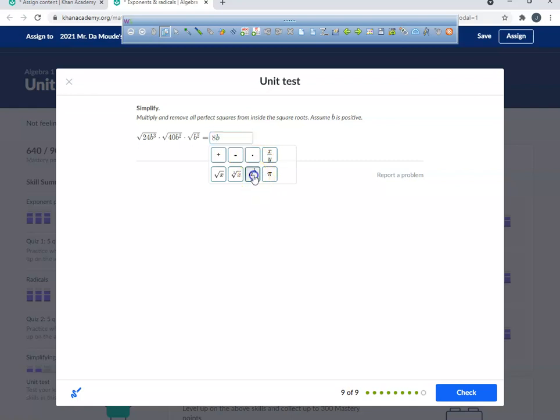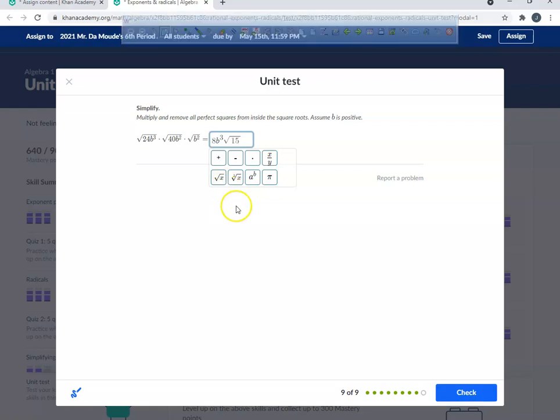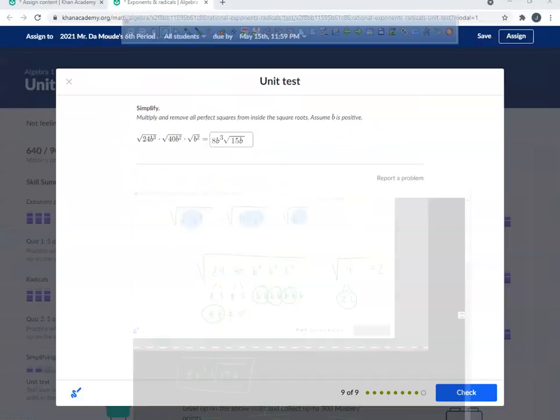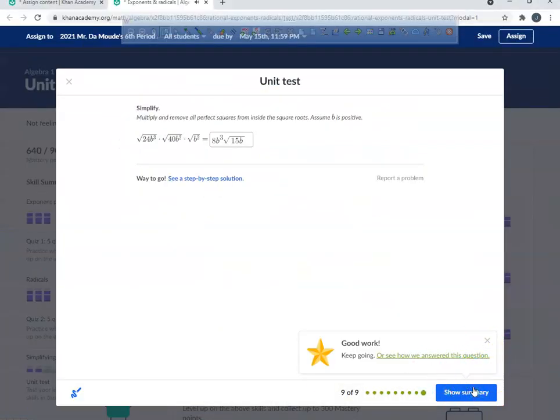8b cubed. And then I'm going to put another radical right here and put 15. And then I think there's one b left. Yep. Okay.